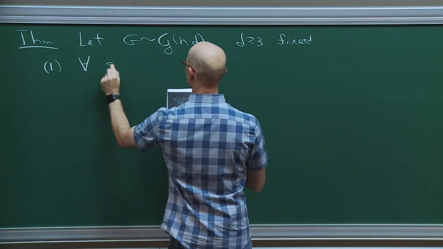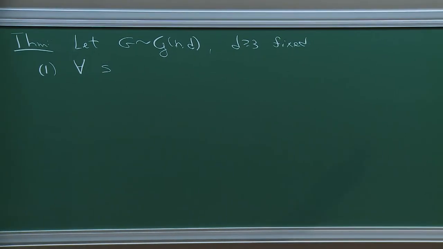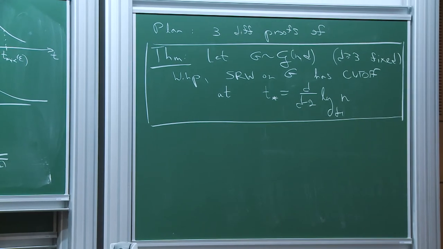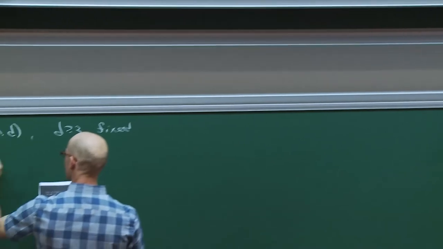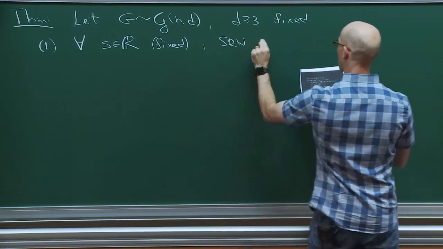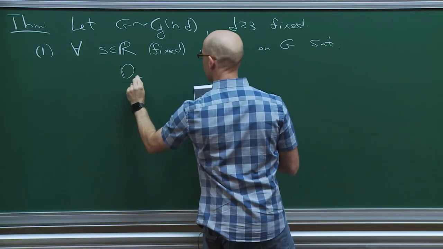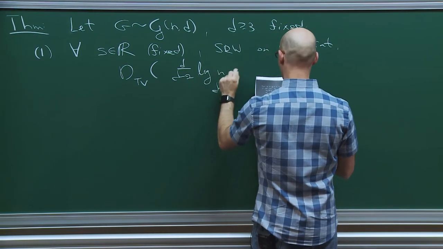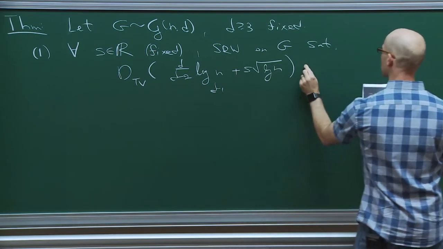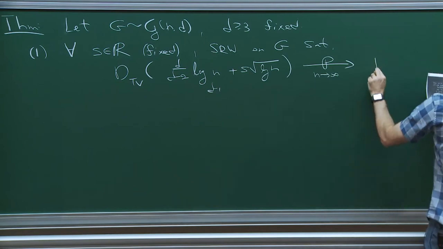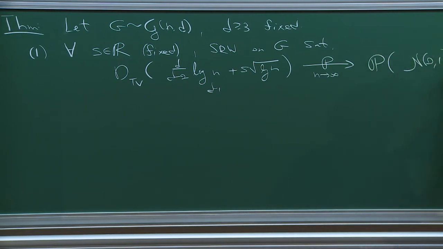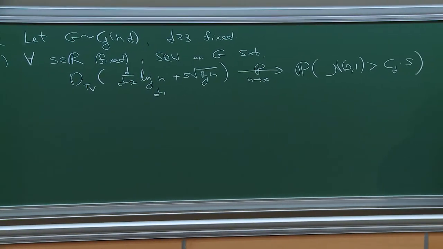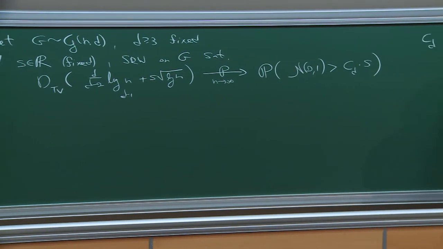The first statement, because this is not too formal the way it's written right there: with high probability, there is cutoff. I want to say it explicitly. For every s that you choose, positive or negative, fixed, simple random walk on G satisfies that d_TV, the way that we defined it, at time d/(d-2) log base (d-1) of n plus s square root log n converges in probability to the probability that a standard normal is at least an explicit constant times s. And this explicit constant, in case you care, is this.